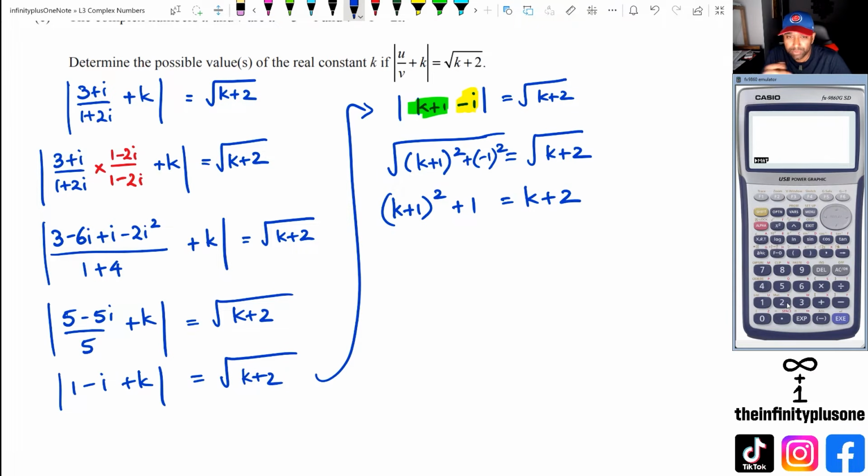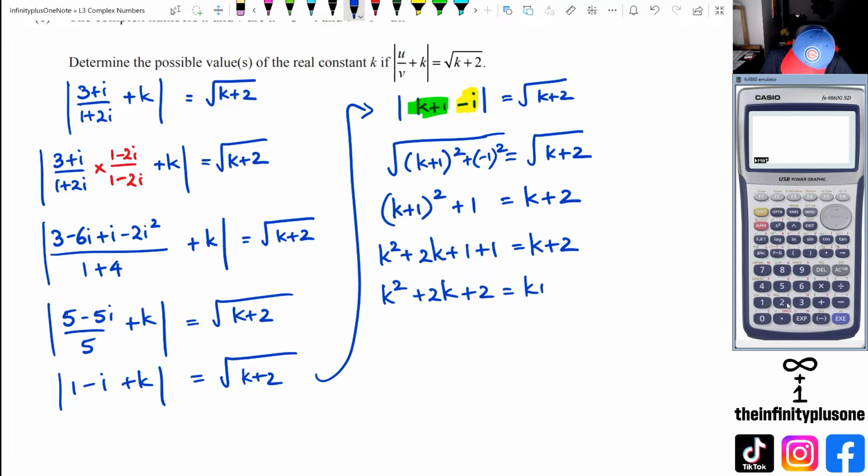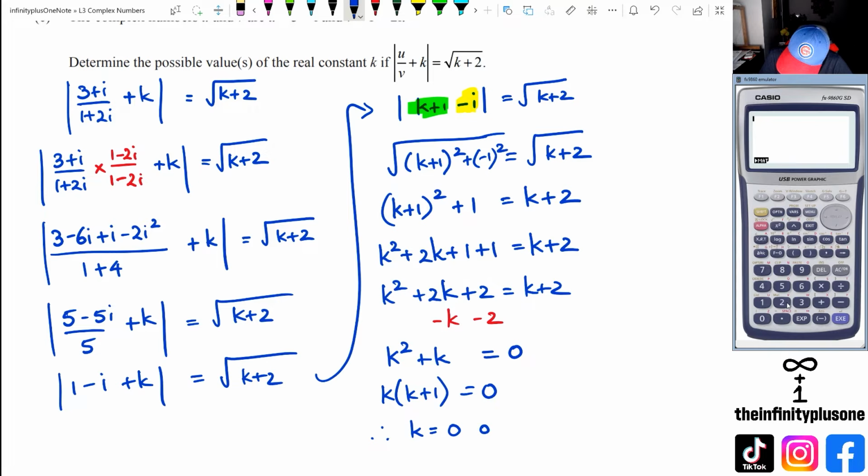Now it's a matter of just expanding the quadratic and rearranging. So I've got (k + 1) squared, which is k squared plus 2k plus 1, so k squared plus 2k plus 2 equals k plus 2. Then I've got minus k minus 2. So I'm going to end up with k squared plus k equals 0. And I can factorize this: k(k + 1) equals 0. Therefore, I can say that k is equal to 0 or k is equal to minus 1.